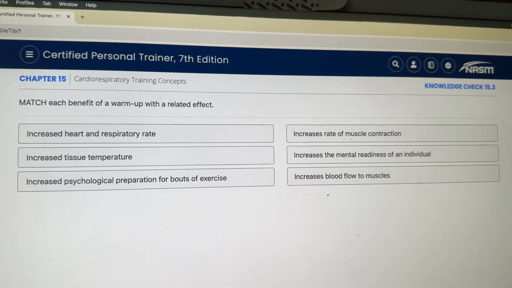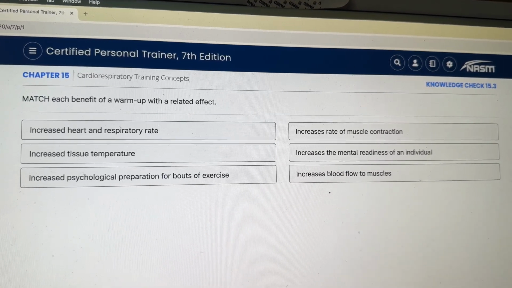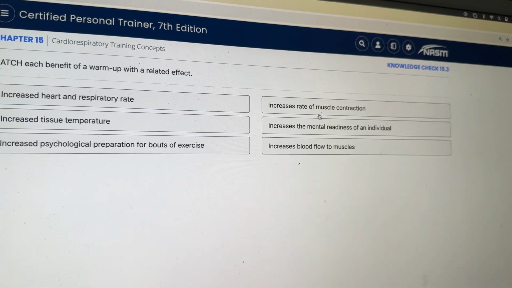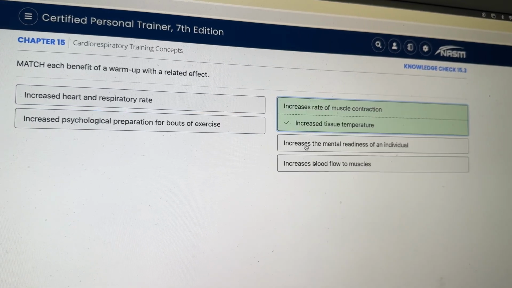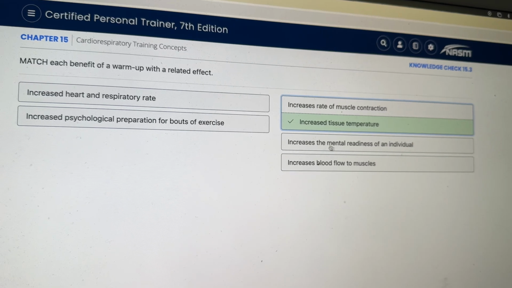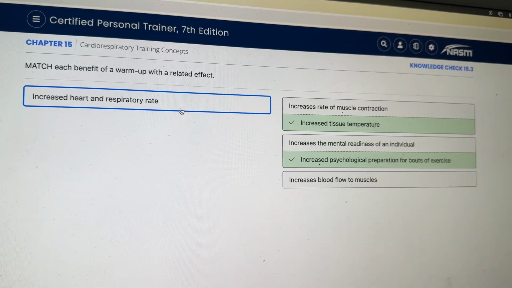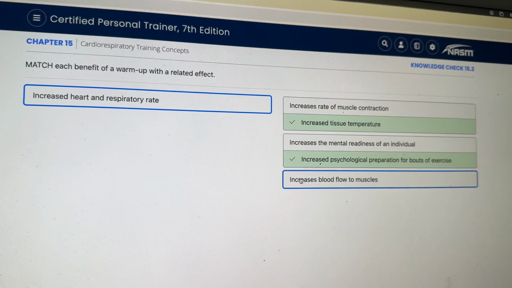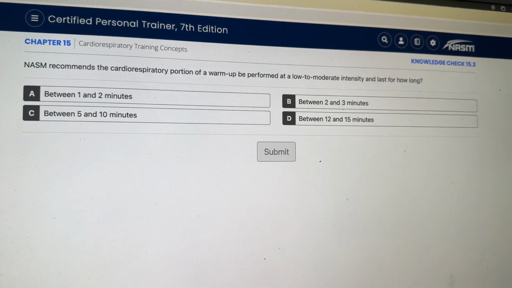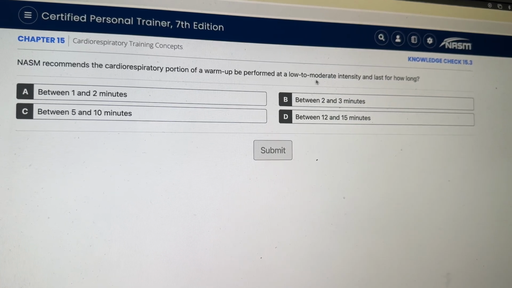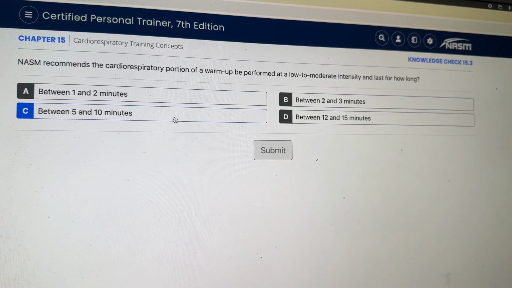It is 5:24. We're doing the last 2 questions of the lesson, so match each benefit of a warm-up with a related effect. Increased rate of muscle contraction, increased tissue temperature. Increases the mental readiness of an individual, the psychological precaution for bouts. Increased heart and respiratory rate, increases blood flow to muscle. NASM recommends the cardiorespiratory portion of a warm-up to be performed at a low to moderate intensity and last for how long? I think it was 5 to 10.